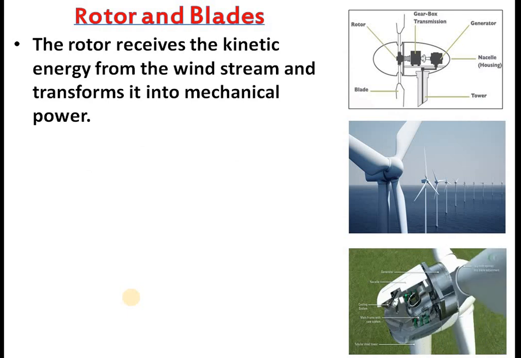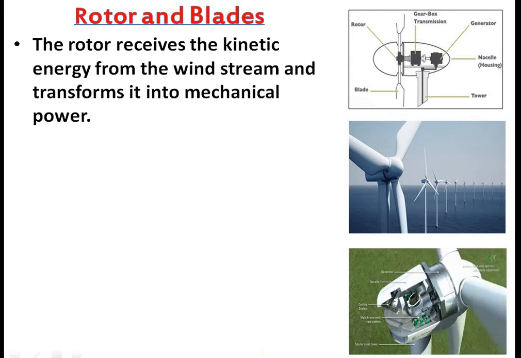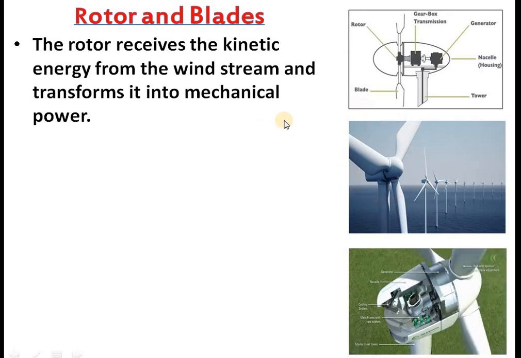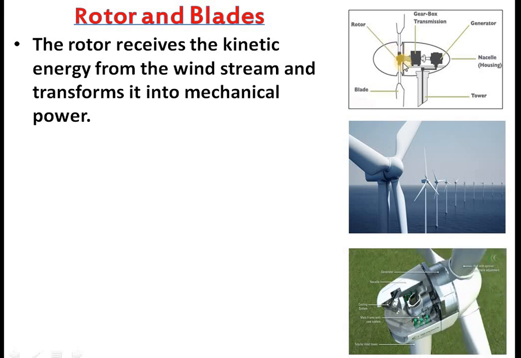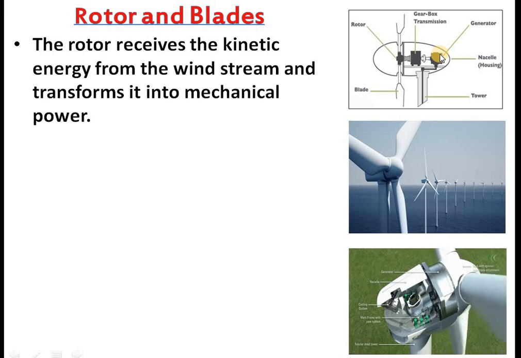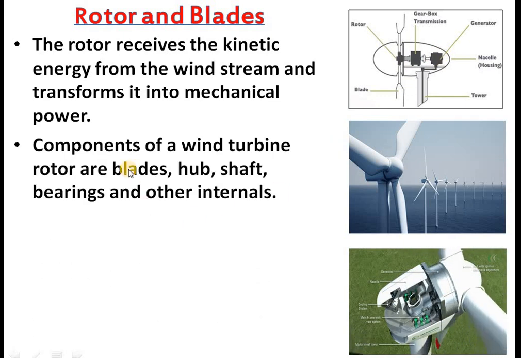First, a rotor. So rotor is something rotating. This is a rotating one, with 3 blades you can see. So one which is rotating is the rotor. It receives kinetic energy from the wind. When wind blows, it rotates and transforms it into mechanical power. That rotation energy will be used to rotate the turbine inside the generator. So the components of a wind turbine rotor are blade, hub and shaft.